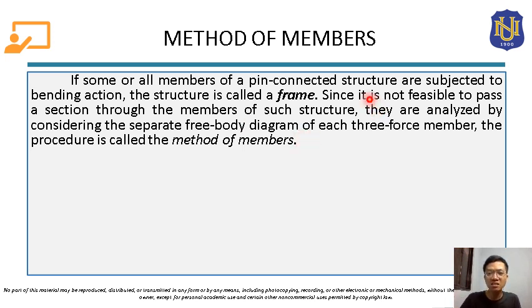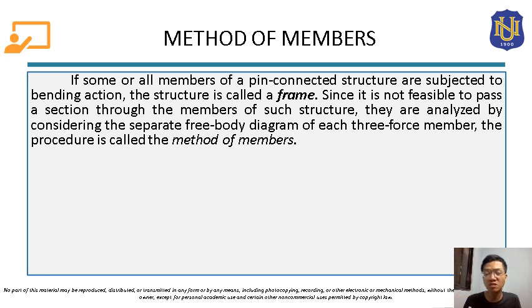Since it is not feasible to pass a section through the members of such a structure, they are analyzed by considering the separate free body diagram of each three-force member. The procedure is called the method of members. So for frames, we cannot apply method of joints and method of sections. We cannot apply method of joints because for trusses, the members are just subjected to axial forces, and that axial force we just transmit to the joint.